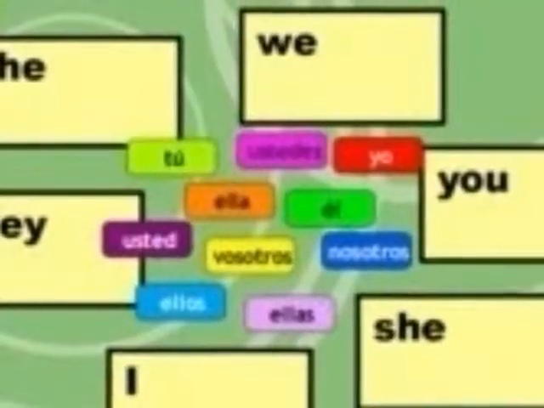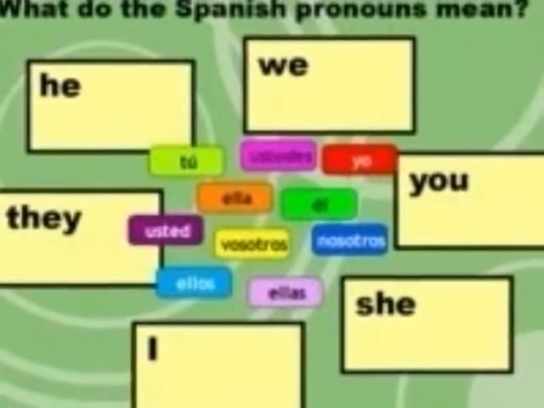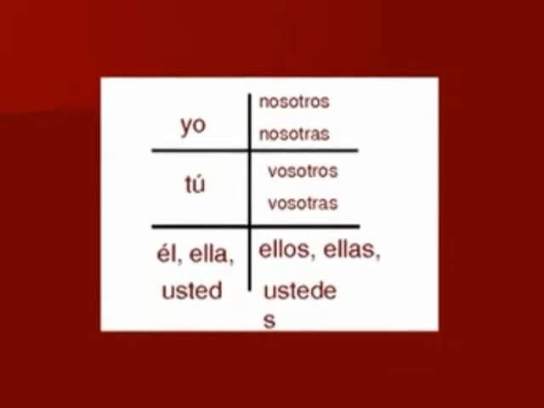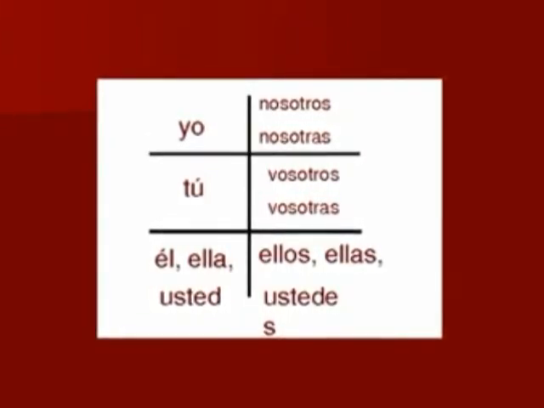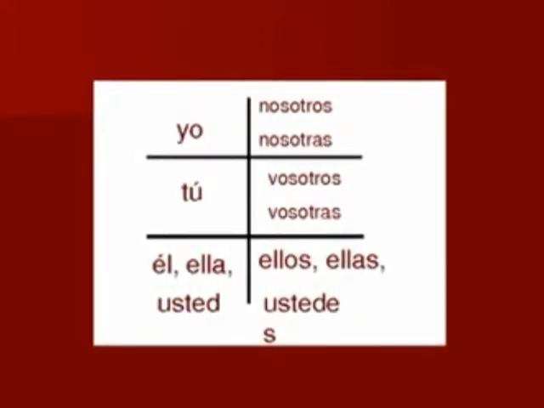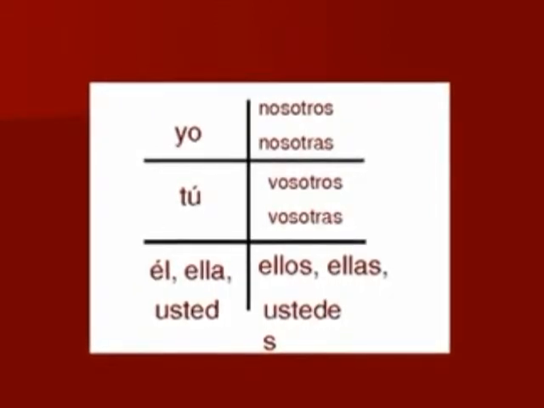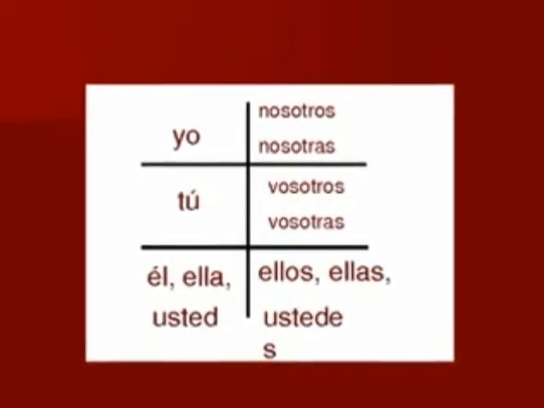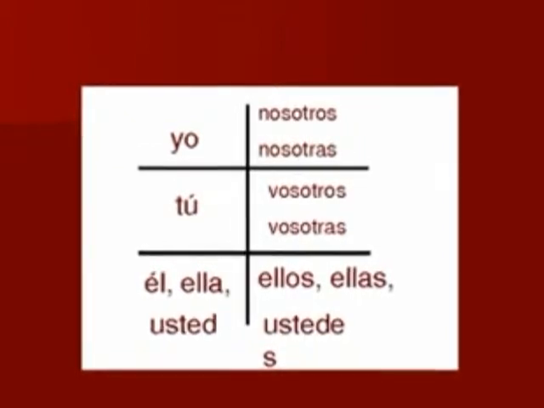What do the Spanish pronouns mean? Please refer to your handout. Yo means I. Please repeat after me. Yo. Tú means you. Tú. Él means he. Él. Ella means she. Ella. Usted means you. Usted. I cannot hear you.